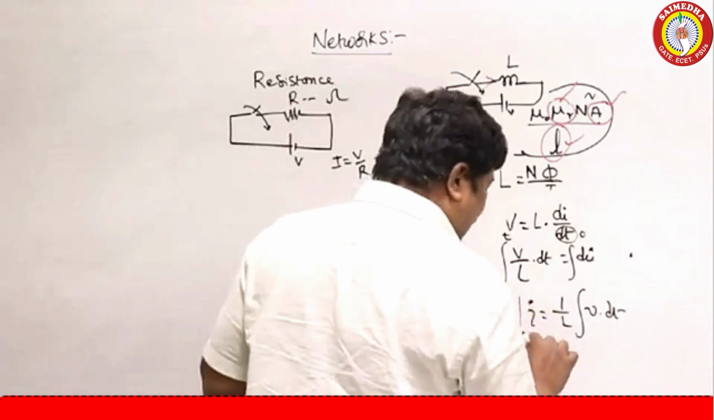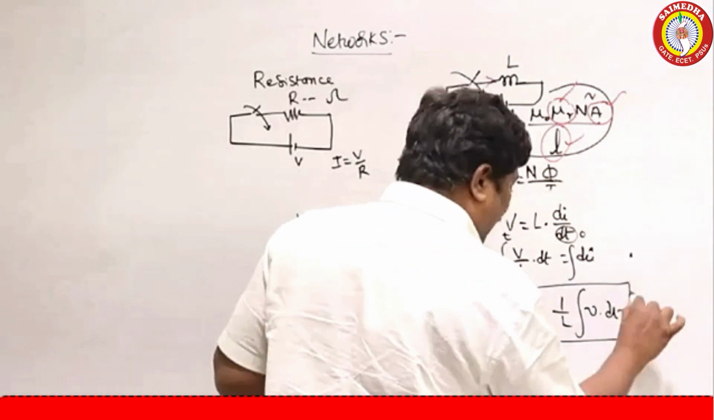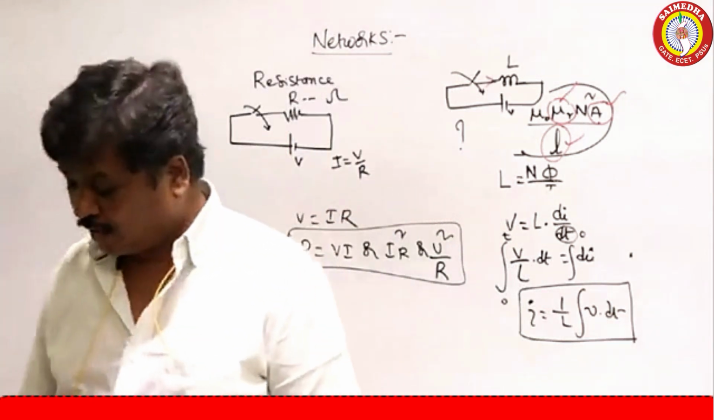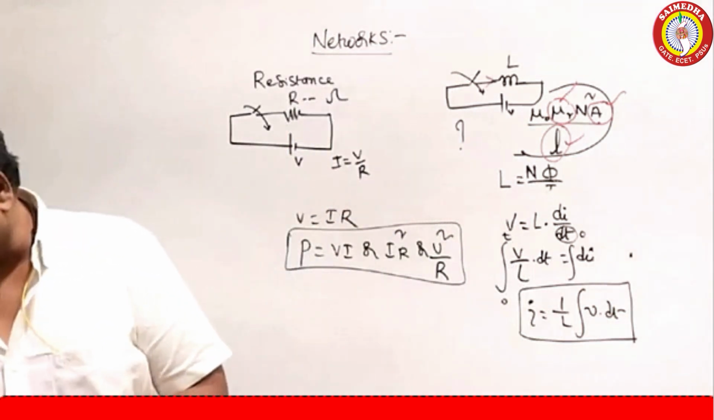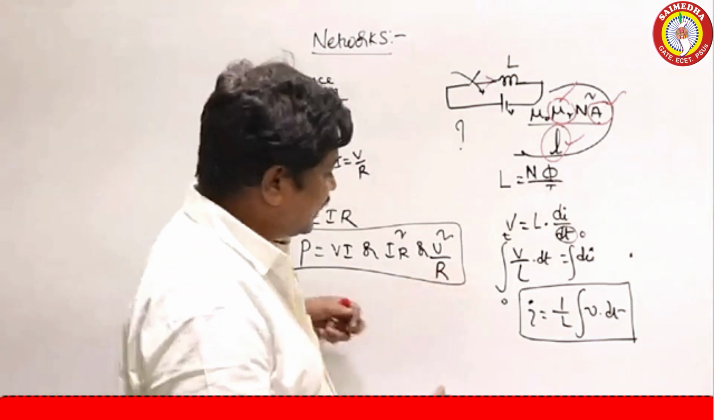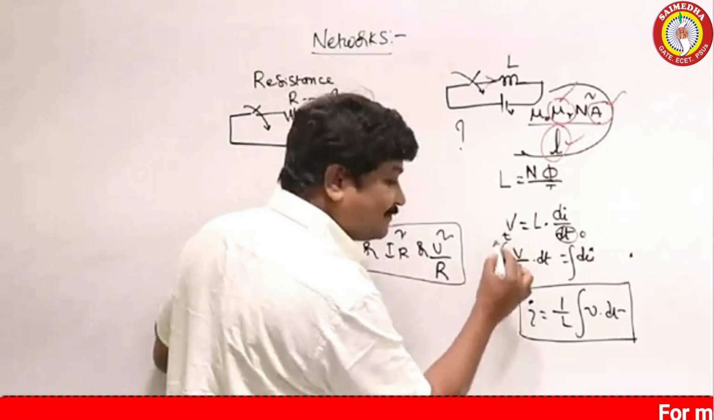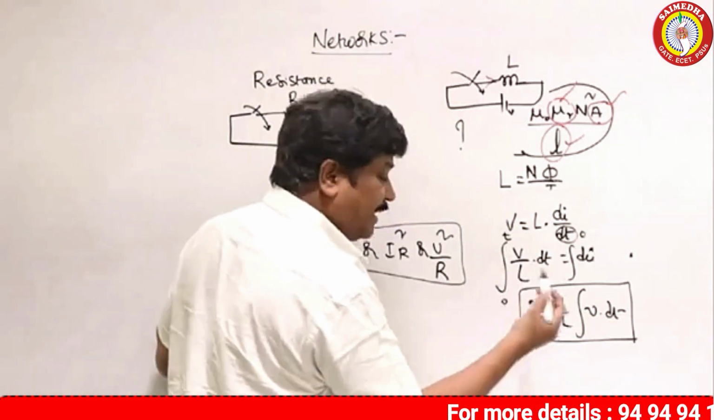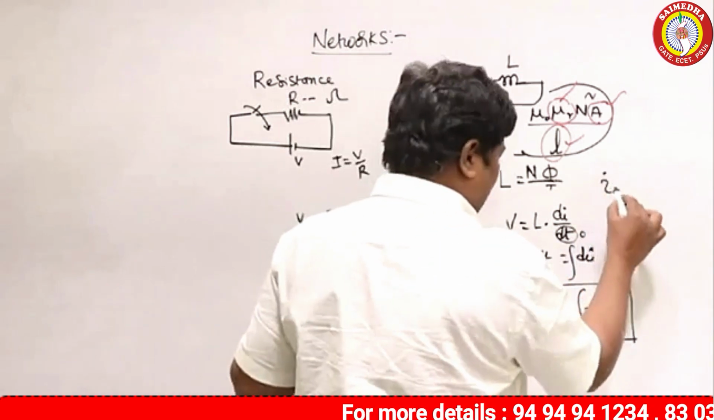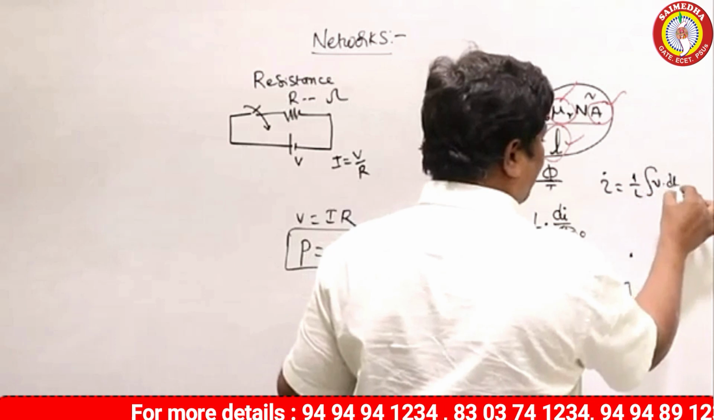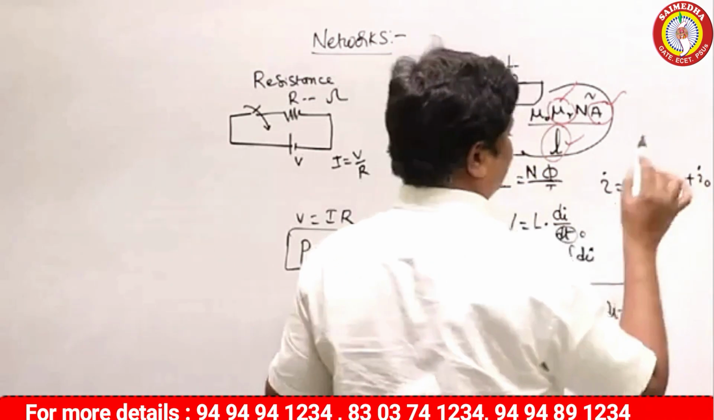This is the current equation in a pure inductor, I of t. The limits are from 0 to t. If you substitute these limits, what are we going to get? I is equal to 1 by L integral V dt plus I naught.